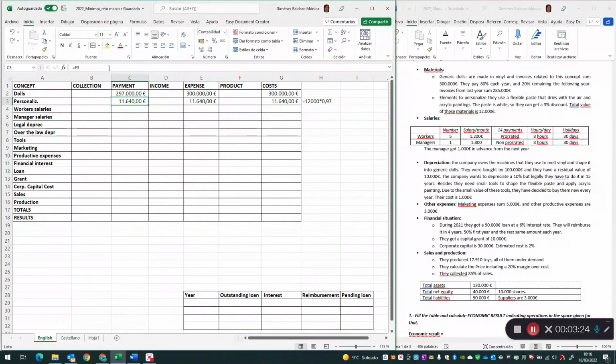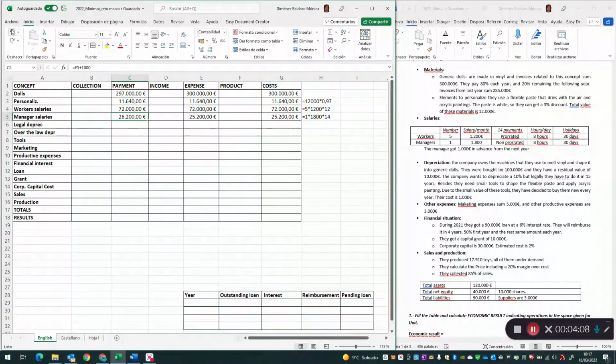Okay, so let's go for the workers' salaries. We have 5 people. They earn 1,200 per month, and they have 14 payments prorated. Payments prorated means 12 payments. So this is a cost. It's an expense because it's related to the production and to the human resources department, and it's a payment. And regarding the manager, we have 1 person, 1,800, and 14 payments non-prorated. Non-prorated means 14 payments. This is also an expense. And regarding the payment, here is where we're going to add the 1,000 euros that the manager gets in advance.